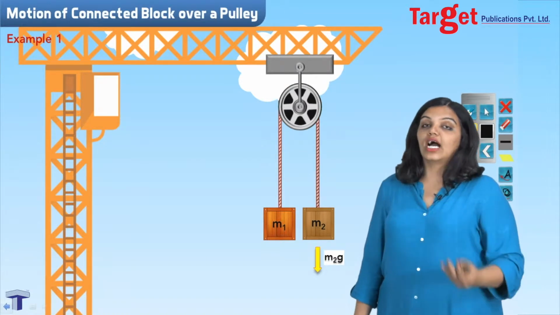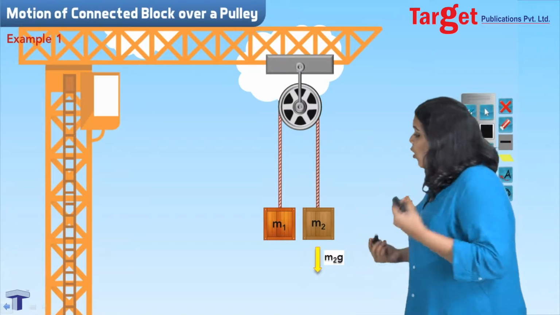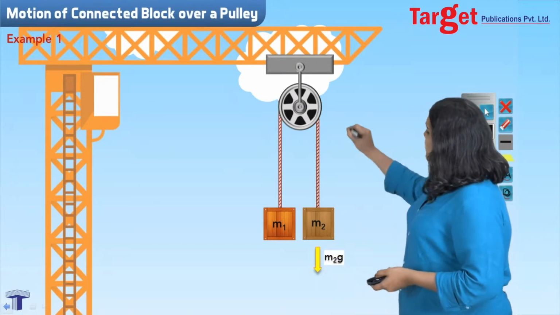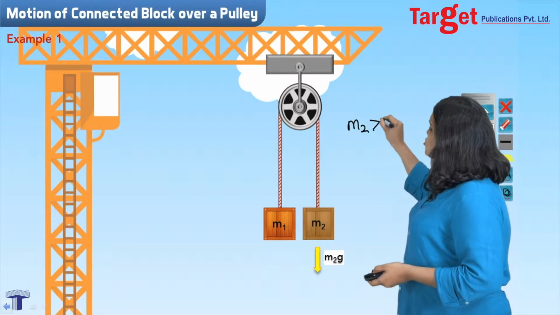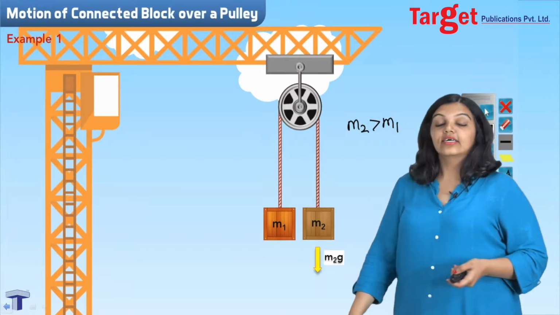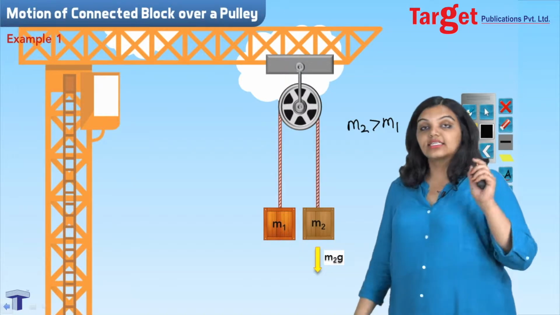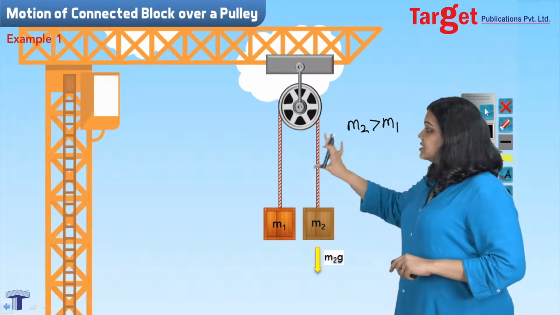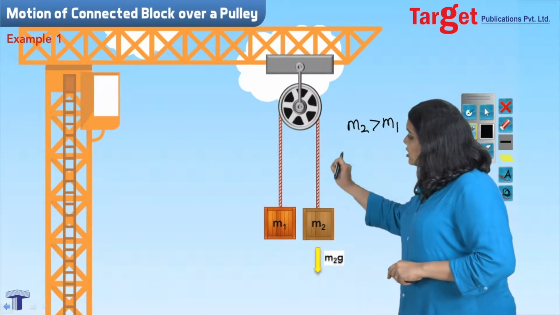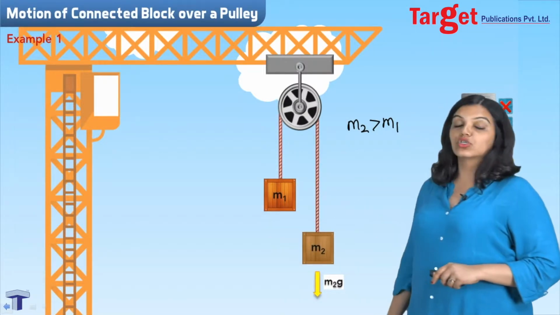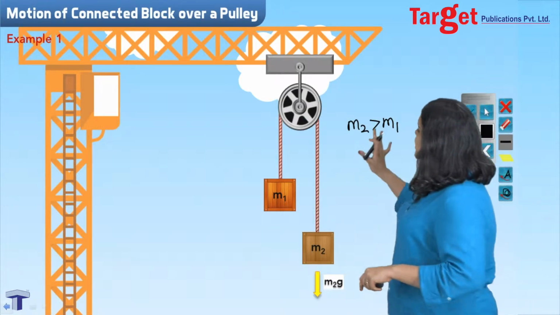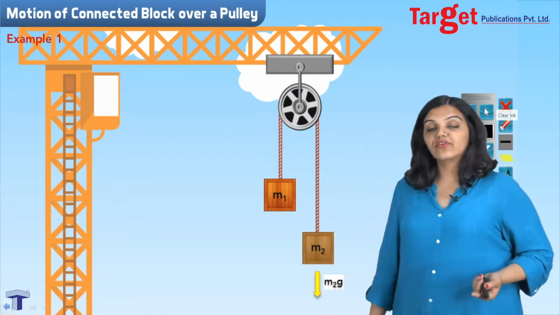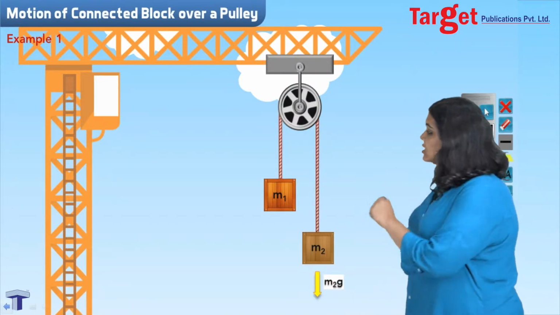The first question you must ask in these situations is: what will cause motion in this system? The answer is obvious. If I assume that the mass of the block M2 is sufficiently greater than the mass of the block M1, then I can say that M2G, which is the weight of this block, will cause this system to move. That is, this weight will pull the string downwards, and this is how the motion would look. So assuming that M2 is greater than M1 and the motion takes place this way, I'm going to try to find the equations of motion for this system.